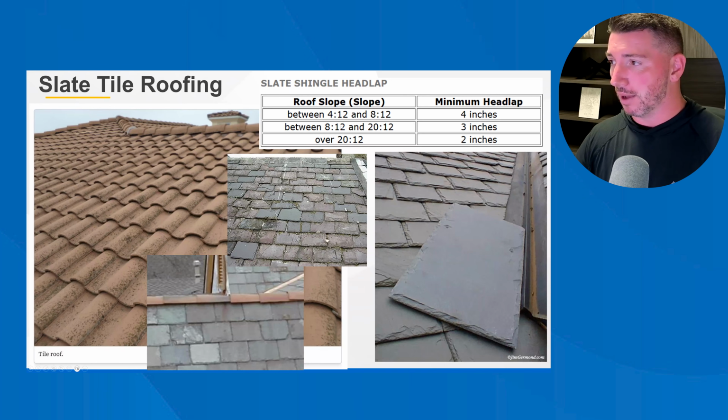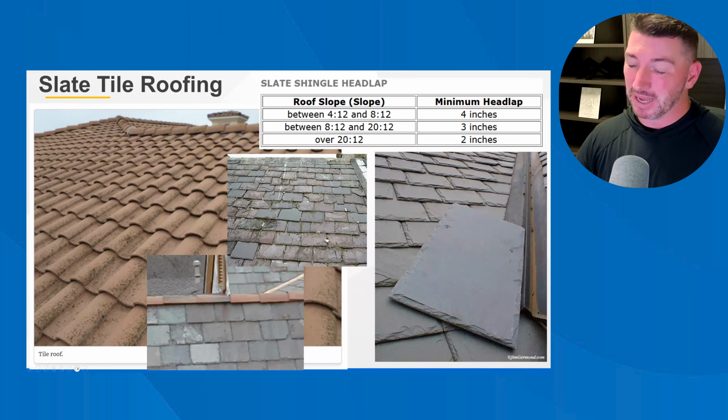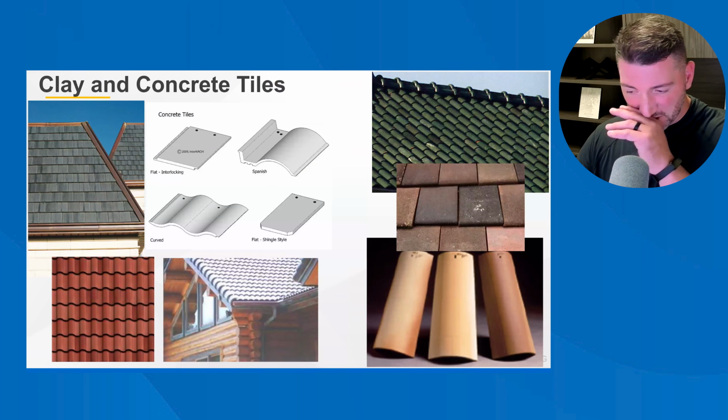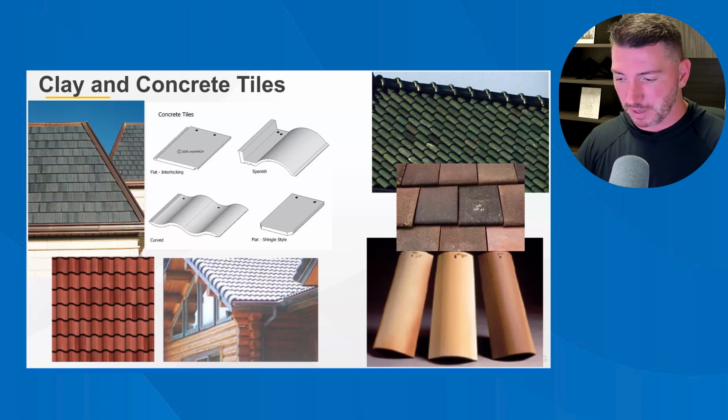And if you have a lower slope one, you actually have a better chance of walking on it because you have that minimum headlap of 4 inches, whereas up at 8:12 to 20:12, you've got a 3 inch headlap. It's a smaller area for your foot to fall, and so it's a little bit easier to break those tiles. Clay and concrete tiles, they're very similar from an installation perspective.